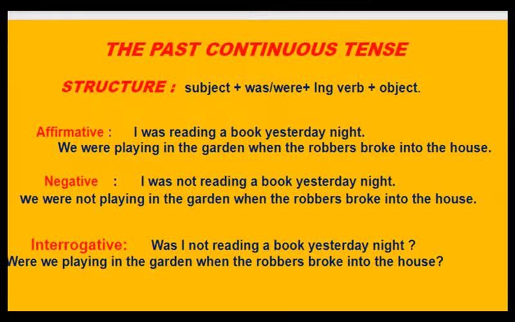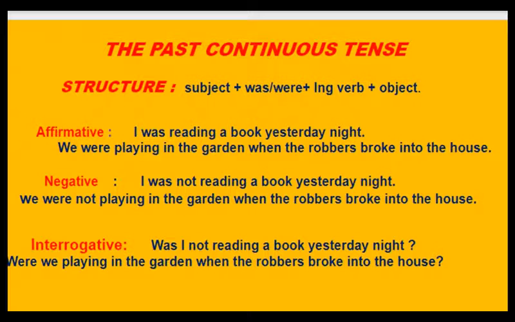If you remember the structure of the past continuous, then only you are able to make affirmative, negative and interrogative sentences. So the structure of the past continuous is subject plus was/were plus verb ing form of the verb plus object. Now look at the affirmative sentence. I was reading a book yesterday night. And the negative sentence of the same sentence is I was not reading a book yesterday night.